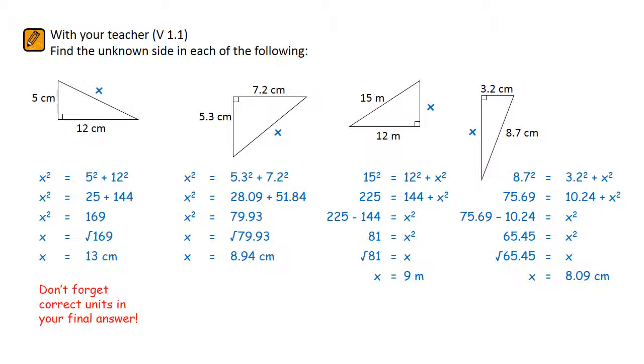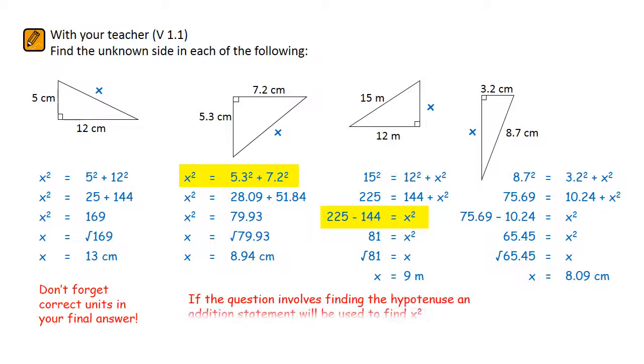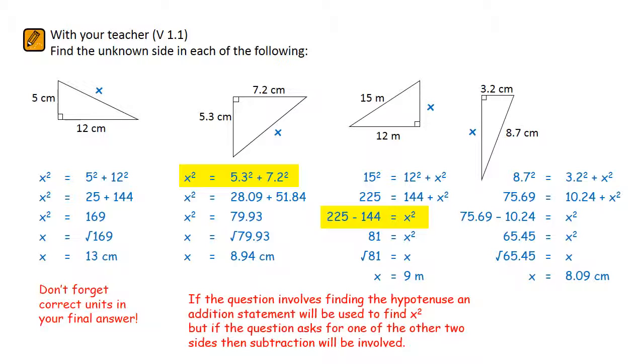One thing that you might notice when doing these questions is if the side you're trying to find is not the hypotenuse, then you should end up with a subtraction question in your workings. If, however, the side you're finding is the hypotenuse, it'll always be an addition question. Now, some people like to shortcut the process a bit, and it's okay to do this. If you realise that it's going to be a subtraction question because the side you're finding is not the hypotenuse, you can start your workings halfway through. In the third example, we could start from 225 minus 144 equals x squared, and that would save us just a little bit of time in our workings out.